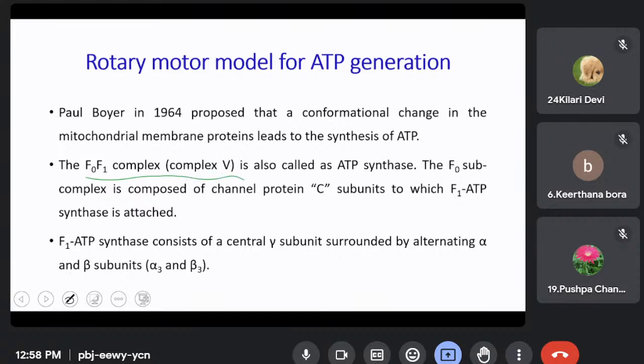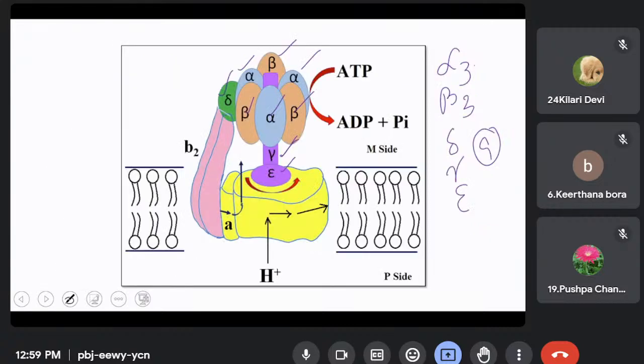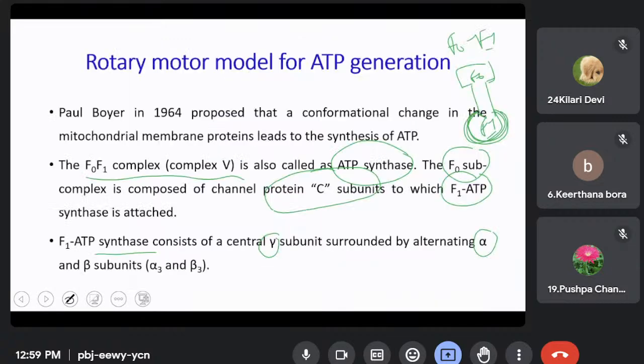The F0F1 complex, that is complex 5, is also called ATP synthase because it is involved in the synthesis of ATP. The F0 subcomplex is composed of channel protein C subunits to which the F1 ATP synthase is attached. Thus we call it the F0F1 complex. The F1 ATP synthase consists of a central gamma subunit surrounded by alternating alpha and beta subunits, which we have already seen. A central gamma subunit to which the other subunits are alternately arranged.